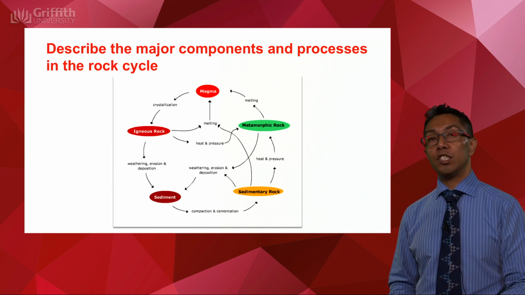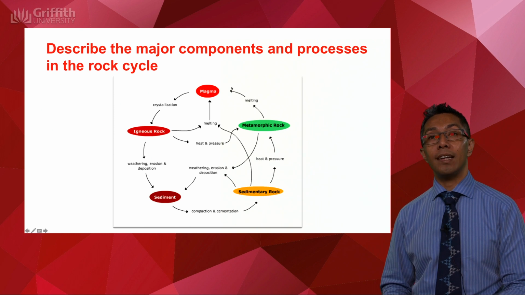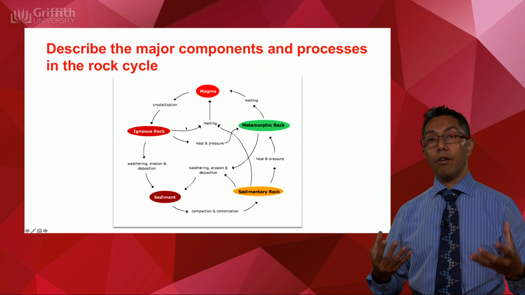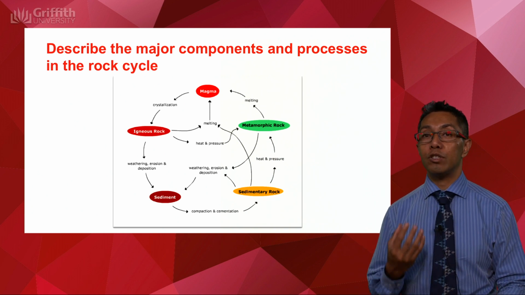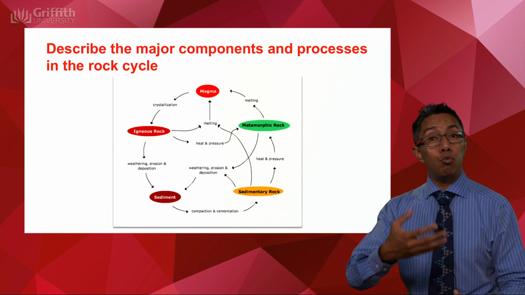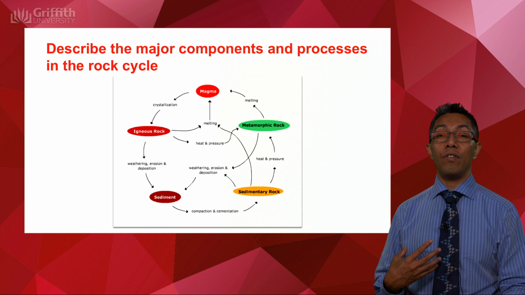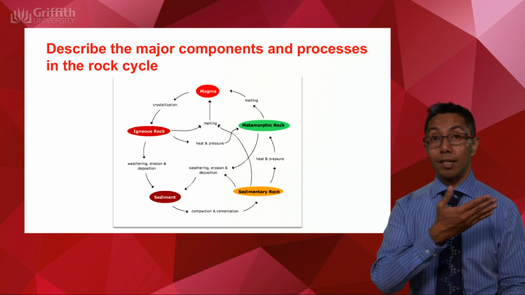So what this diagram elegantly does, I'll just go back, is it summarizes the transition from one type of rock to another and names those processes. So this is really a visual representation of a paragraph. Okay, so I'm going to read it to you because it's a concept map.